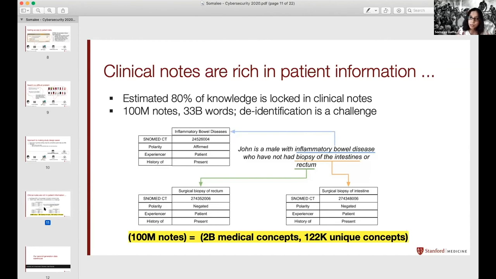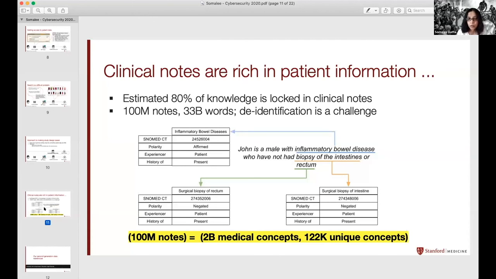So when you take a single note, a single note will have many, many words. Many of them will be medical concepts. You can actually break this down into many of these concepts that are happening to the patient at the time of the visit.